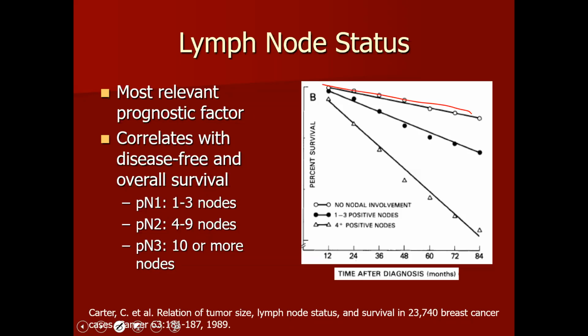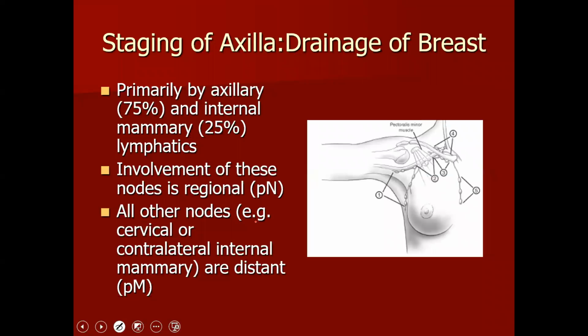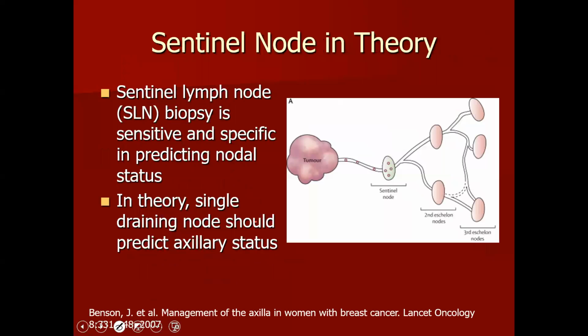And so here you can see this would be 1 to 3 nodes, this would be 4 to 9 nodes, and this would be 10 or more. That's just mirroring these different PTN classifications. We have a PTN1, a PTN2, and a PTN3, and the numbers are written there on the side. Of course, the way we do this is we follow the axillary drainage of the breast. So we do a sentinel node biopsy.